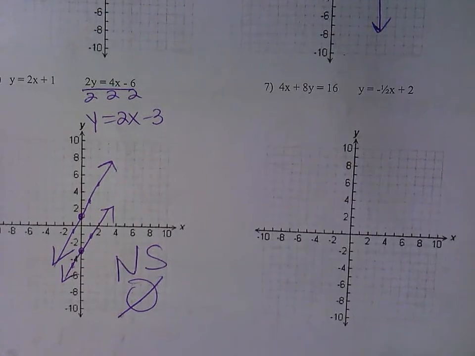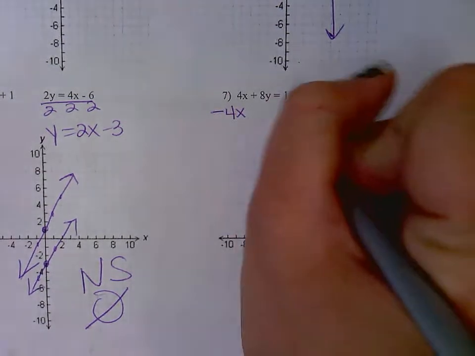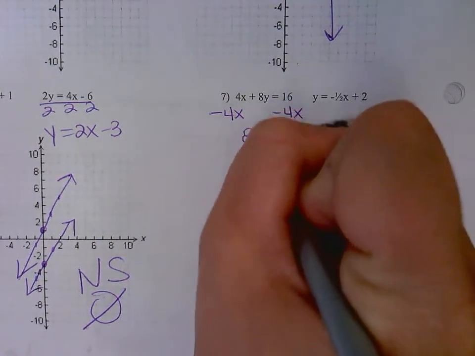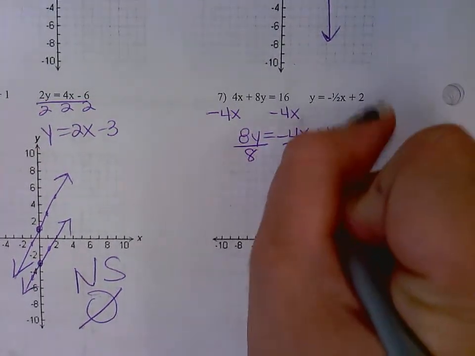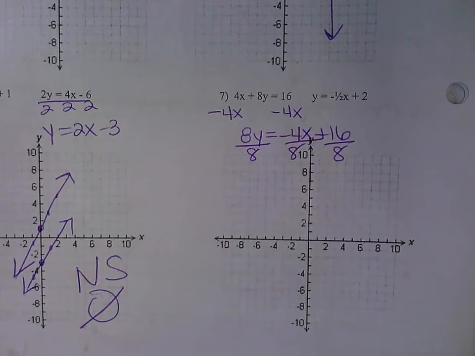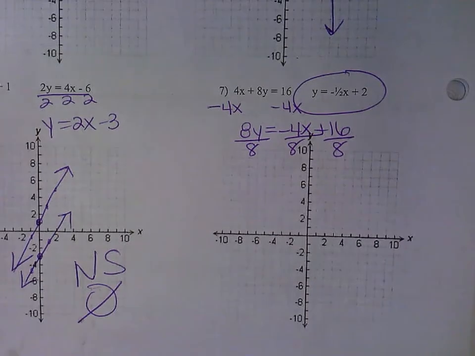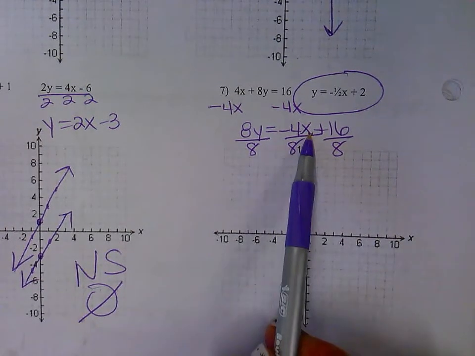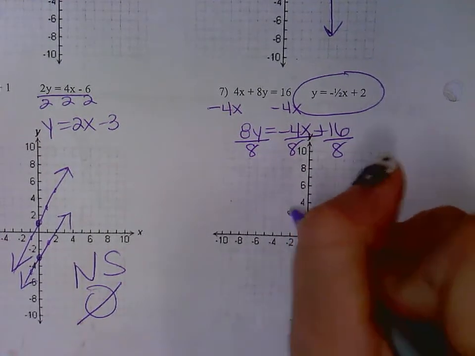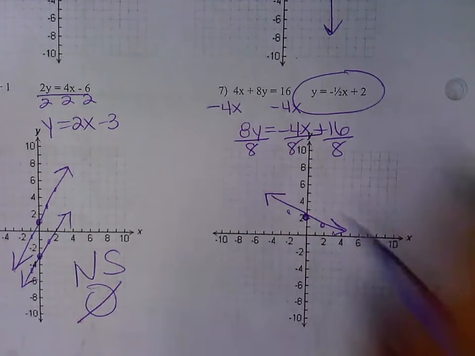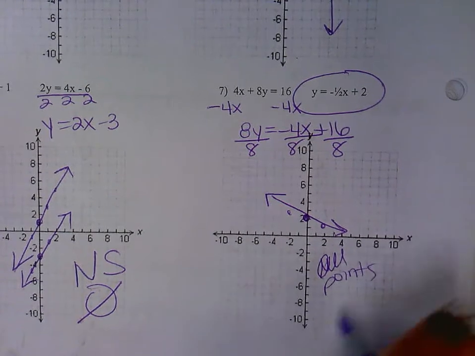All right, and then number 7 took a little bit of work. Subtract the 4x to the other side. 8y equals -4x plus 16. And then you have to go through and divide by 8. And most of you figured out this is the same equation as the other one, right? -1/2 x plus 2. So again, start at 2, slope of negative 1/2. It's the same line on top of each other. So it's all points on the line is your solution.